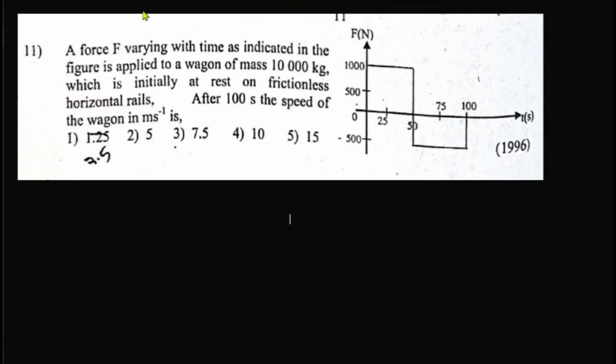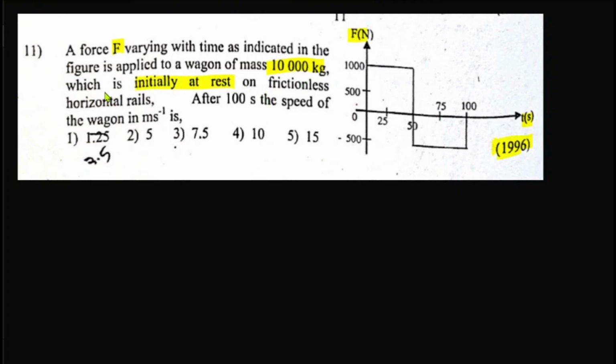So guys, this is once again a question from 1996. This is also simply a force and momentum change problem, right? They have given an F-T graph and then they have asked some question. Let's see what it is. A force capital F varying with time as indicated in the figure is applied to a wagon of mass 10,000 kilograms, which is initially at rest.